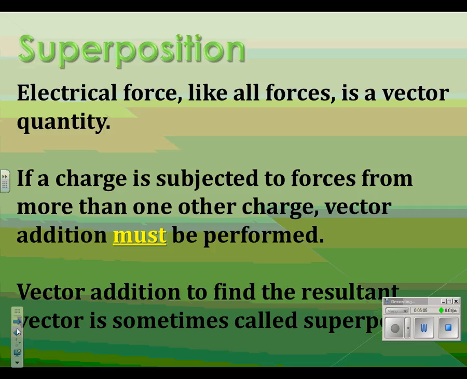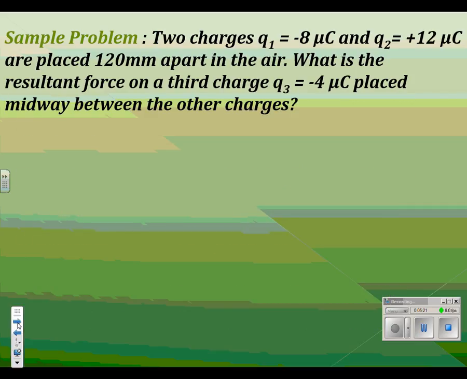If they're in different planes, then you're probably going to have to use the Pythagorean theorem and/or trig to look at your resultant vector. So just remember those things. Superposition is just when you use vector addition to find a resultant. All right? Again, we're going to do this problem in class, so please just go ahead and skip it, and we'll continue on.